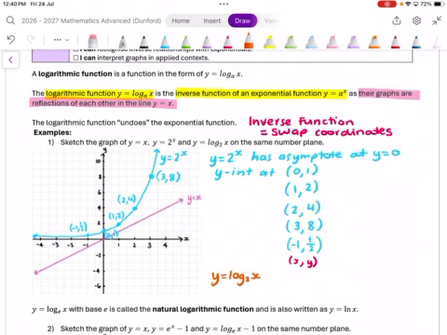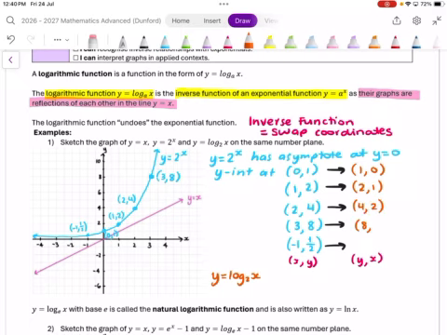In order to get the coordinates for y equals log base 2 of x, what we have to do is swap the x and y values so that they're now in the form (y, x), technically. So what that means is our (0, 1) is going to become (1, 0), our (1, 2) is going to become (2, 1), our (2, 4) is going to become (4, 2), (3, 8) becomes (8, 3), and (-1, 1/2) becomes (1/2, -1).